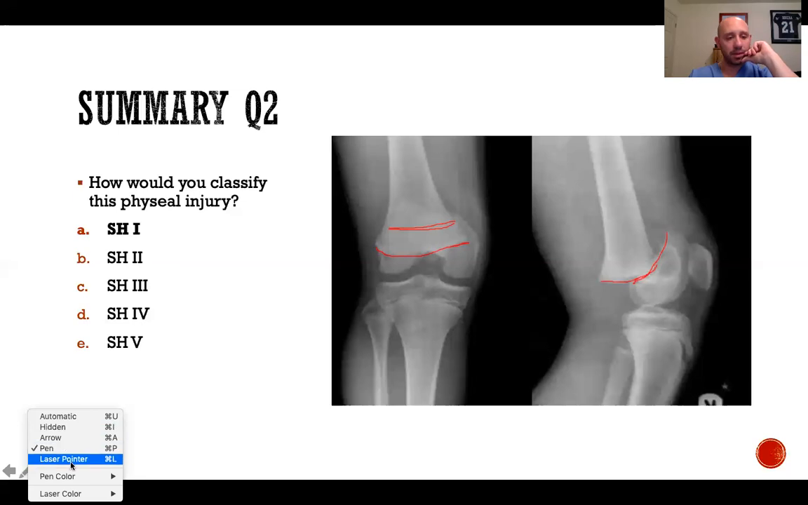I don't know how to erase, reset this. Did that go away or no?